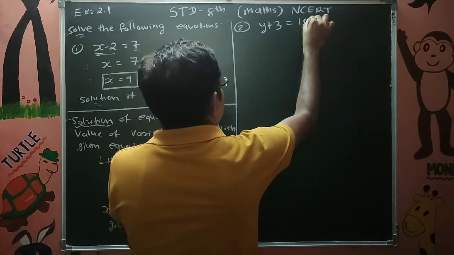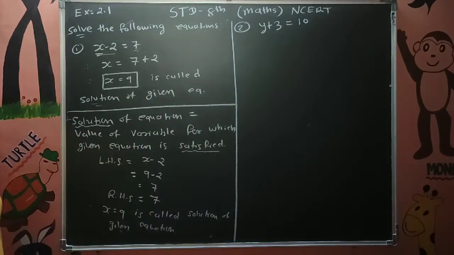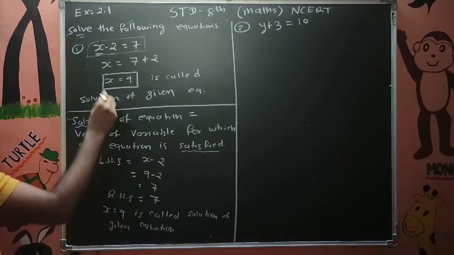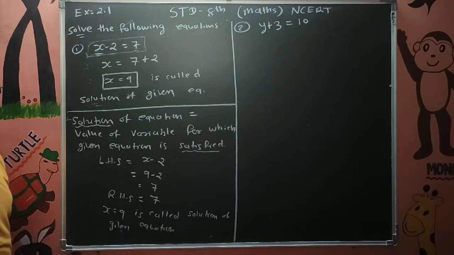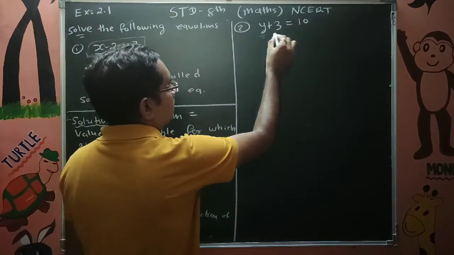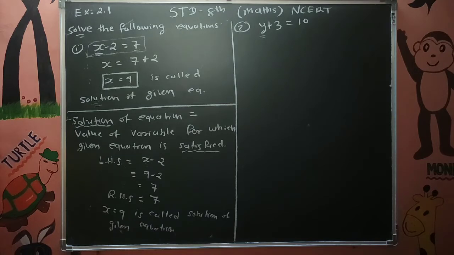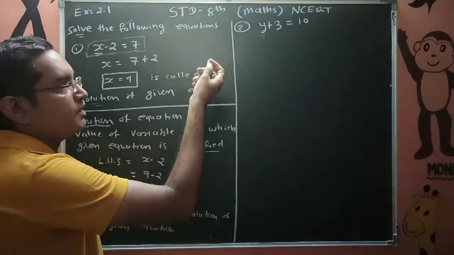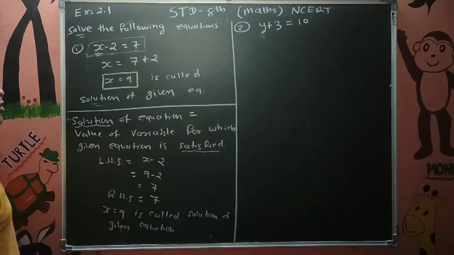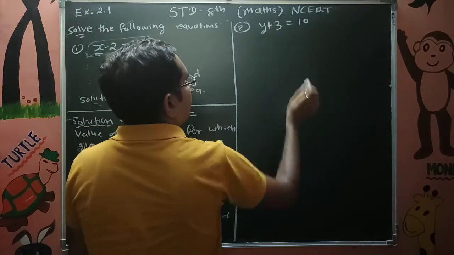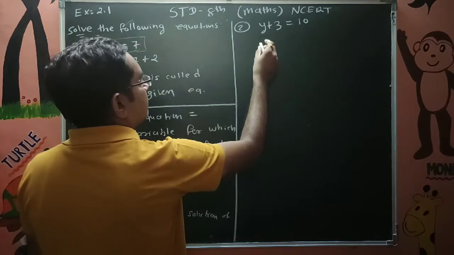equal to 10. Now, our chapter is linear equation in one variable. That means we are given one equation in which only one variable is there. In the first question, our variable was x, while in question number 2, our variable is y. The variable can be any alphabet. It can be a, small b, small c, up to z. You can use any variable. So in question number 2, we are given the variable y. So here you have to find the value of this y.